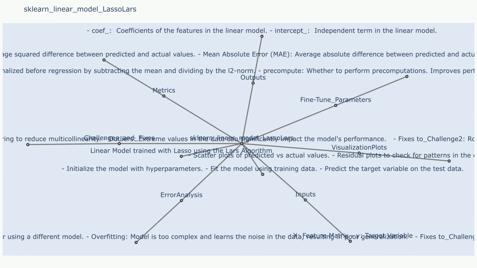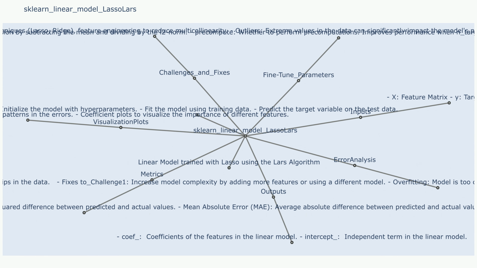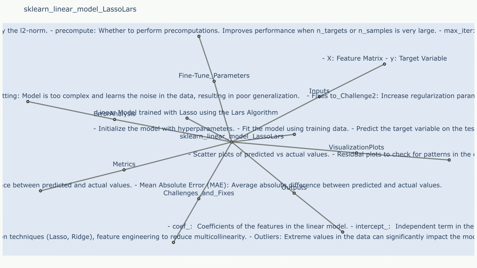Challenge 2: the LARS algorithm can be sensitive to the choice of the lasso penalty parameter. Sample use case that resulted in challenge 2: selecting a lasso penalty parameter that is too small can lead to overfitting. Selecting a lasso penalty parameter that is too large can lead to underfitting.